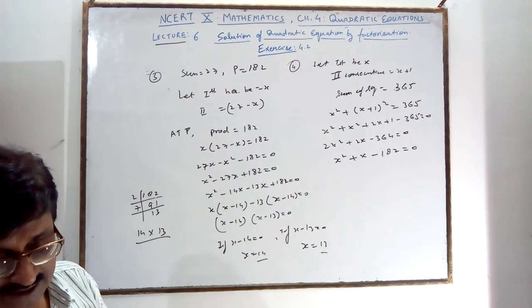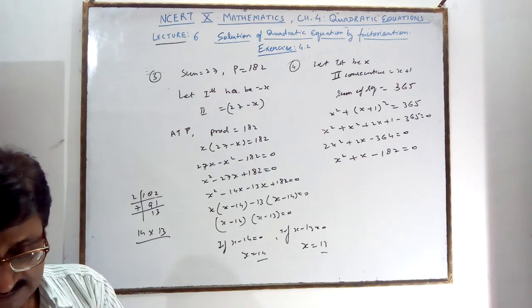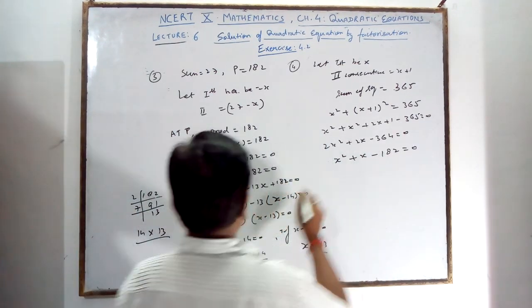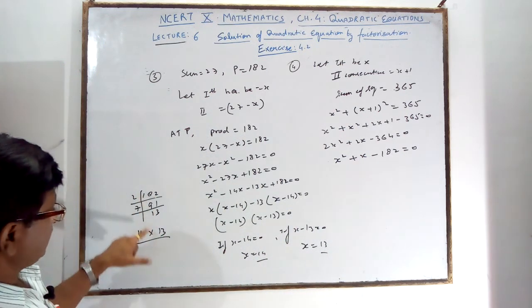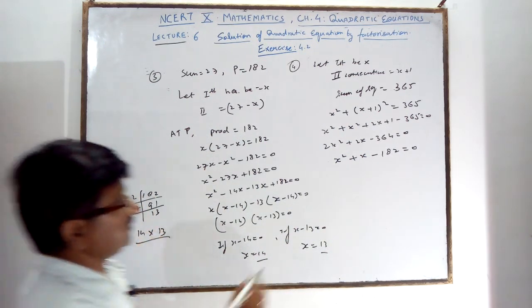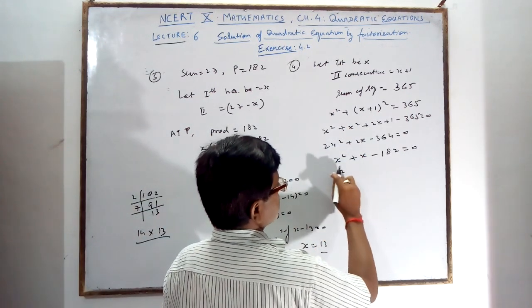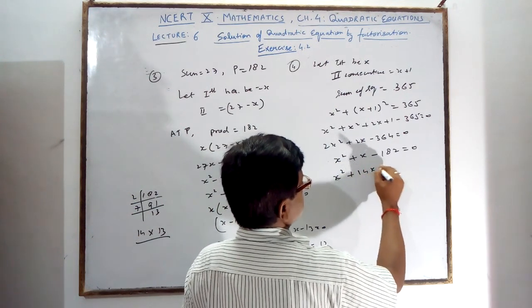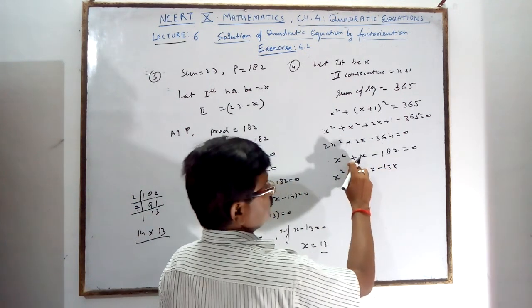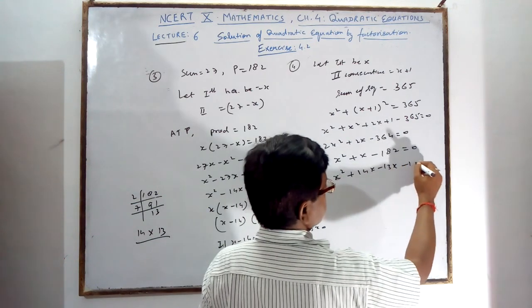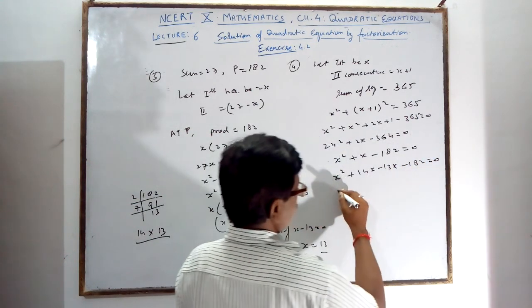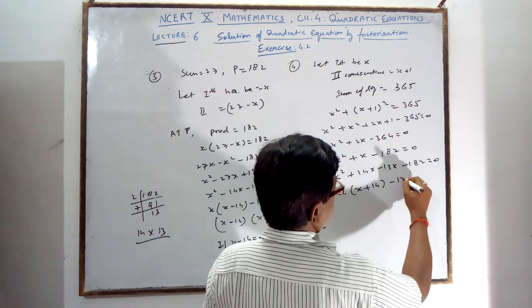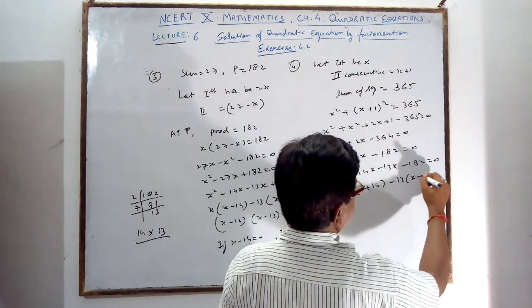You are getting the same equation as in the previous question. Consecutive numbers, how will you get? Minus 182 is given. Same factorization, 182 factorization is given here. 14 and 13. You write x square plus 14x minus 13. Because you want plus, 14 will be plus, 13 is minus. You are getting two linear factors: x plus 14 in one bracket, x minus 13 in another bracket.